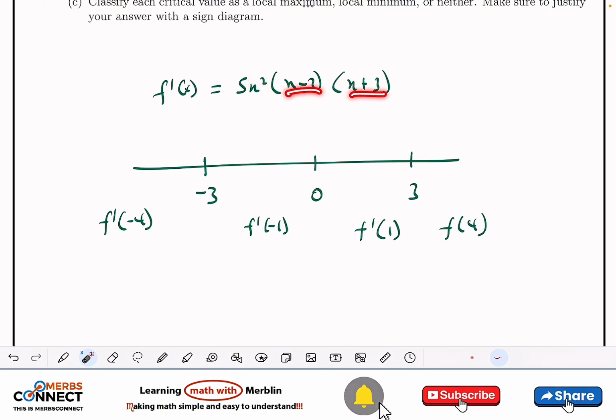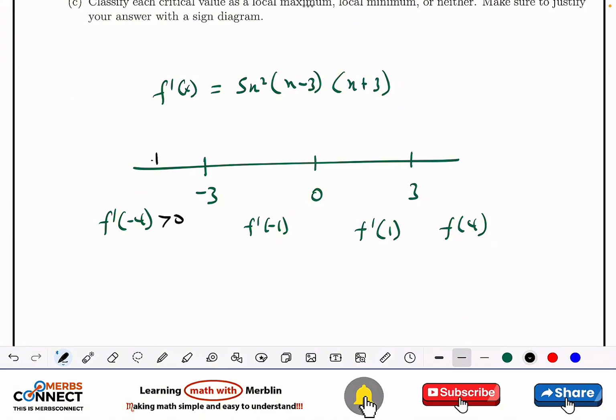So we need to think about this too. When it is negative, minus 4 minus 3 will be negative. Minus 4 plus 3 will be negative. So negative times negative will be positive, meaning that this is greater than 0 and this is positive, increasing. Good. Plug in minus 1. When I plug in minus 1 here, this one will be 1, positive. When I plug in minus 1 here, this will be minus 4. But minus 1 here will give us 2. So negative times positive will be negative, meaning that this is less than 0. So negative, and it is decreasing.